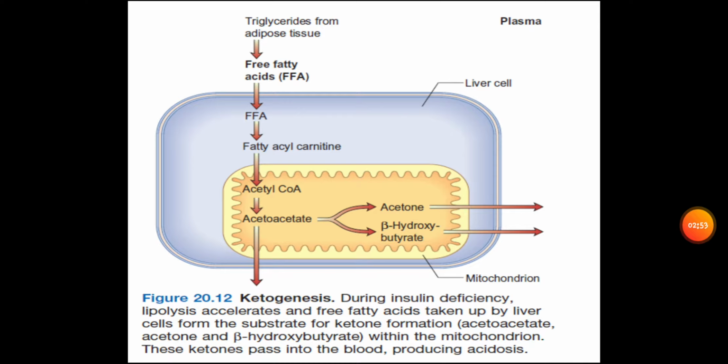So this is basically a diagram that's showing ketogenesis. Triglycerides from adipose tissue are broken down to free fatty acids. Then they're converted to acetyl-CoA, which is broken down to acetoacetate. Acetoacetate breaks down into acetone and beta-hydroxybutyrate. Hence, we have our ketones formed.